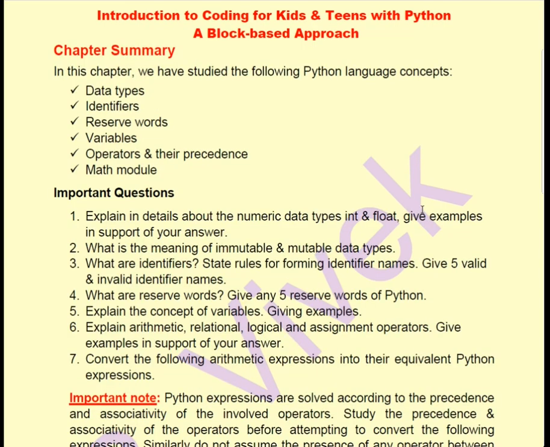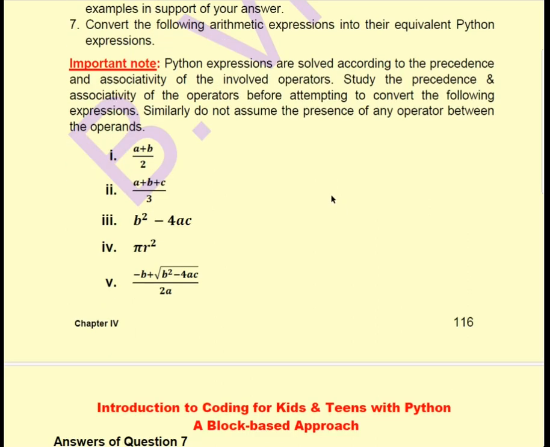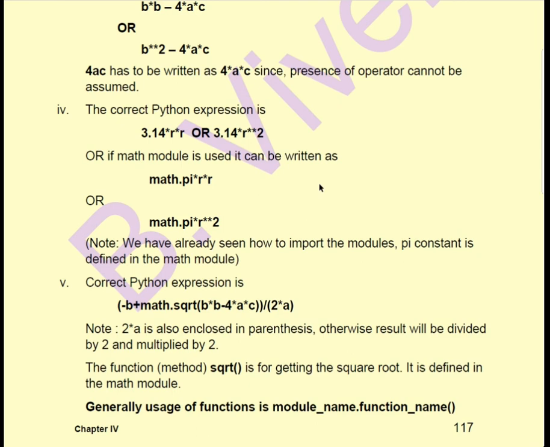So these are a few sample pages of chapter number 4. This is actually the chapter summary, and as you can see, what we have covered in this chapter are the concept of data types, identifiers, reserved words, variables, operators and their precedence, and the math module. Here are some important questions, some important notes, and some exercises. So these are some sample pages of chapter number 4 and its summary.